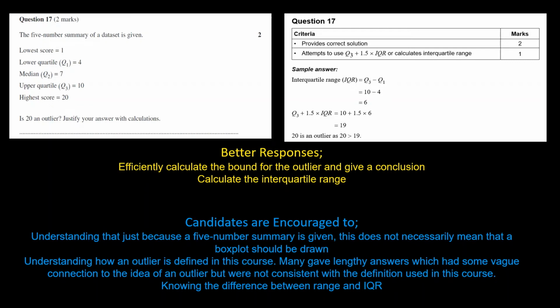Students are encouraged to understand that just because a 5-number summary is given, this does not necessarily mean that a box plot should be drawn. Understand how an outlier is defined in this course, and understand the outlier formula. Many gave lengthy answers which had some vague connection to the idea of an outlier, but were not consistent with the definition used in this course. Know the difference between range and interquartile range.